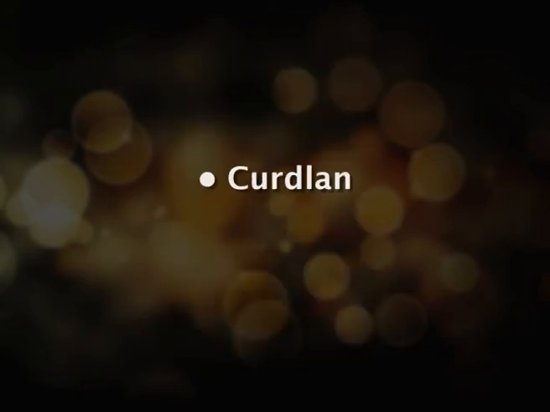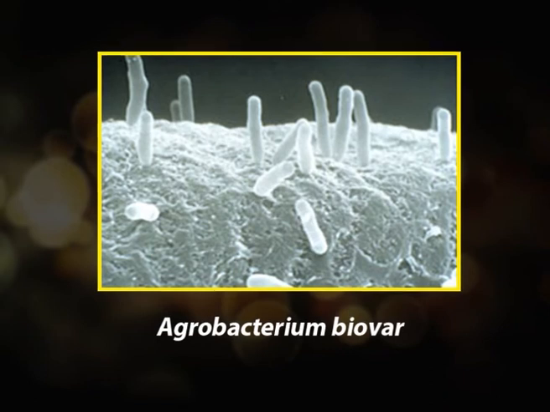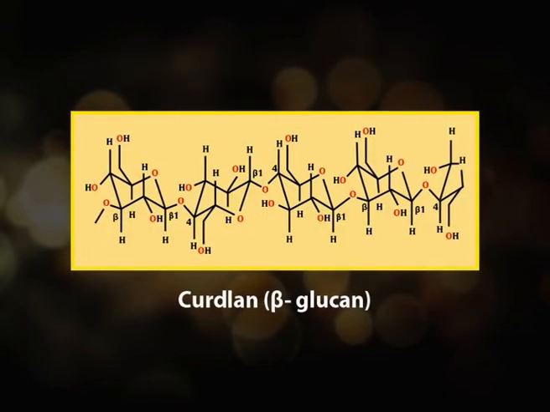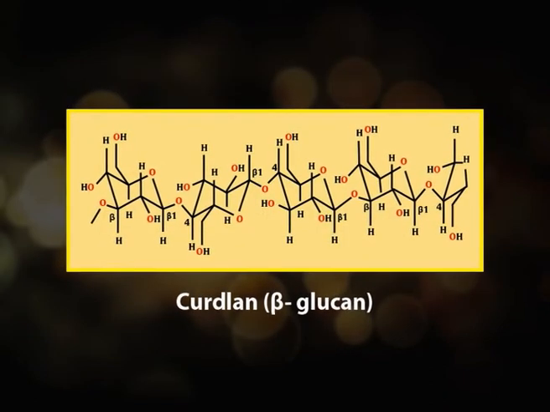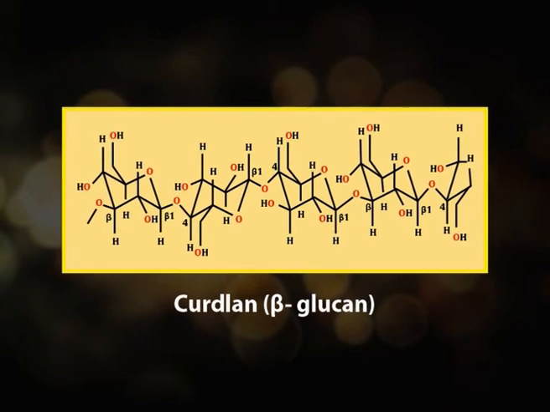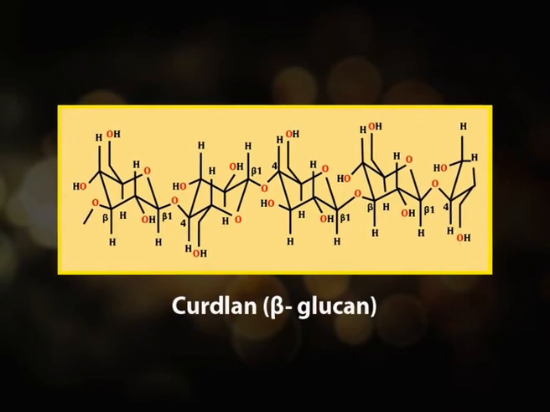Curdlan. Curdlan is a bacterial polysaccharide produced by Agrobacterium biovar. It is a 1,3 linked glucan that has a unique property of forming gels when solutions of it are heated. Curdlan forms two types of gels that differ in thermoreversibility.